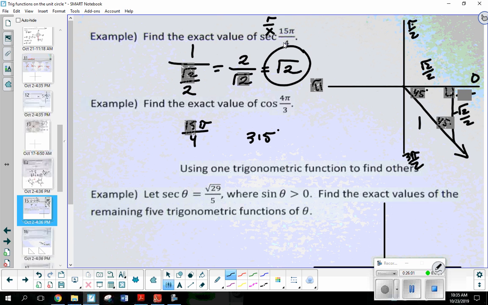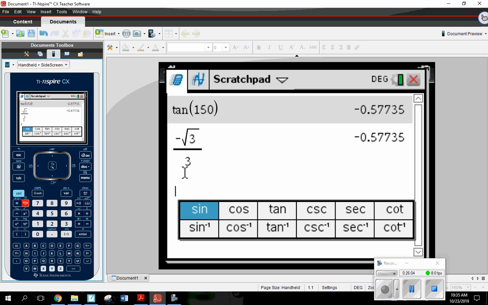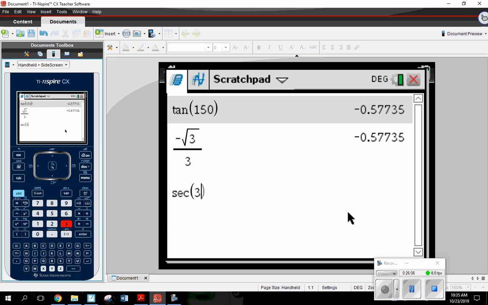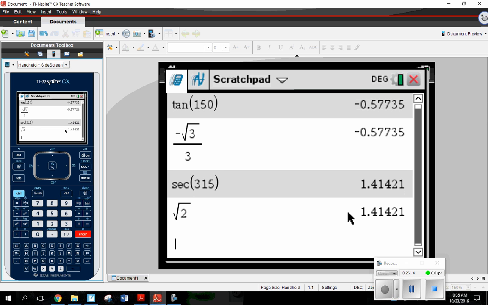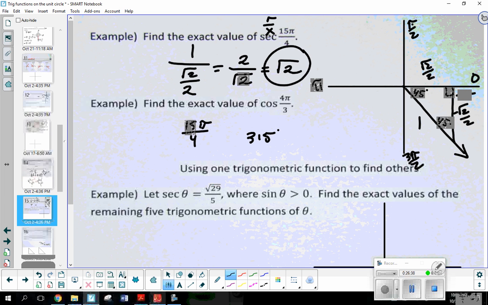So if I were to come on over here, let's go secant. Secant of 315. I got 1.41421, but we said our answer was the square root of 2, which is that. And that's the thing. You don't want to forget what mode your calculator's in, because that could make you think you've made a mistake. So you did get the right answer, or you just got confused by the calculator? Good. Well, let's try another one of these.